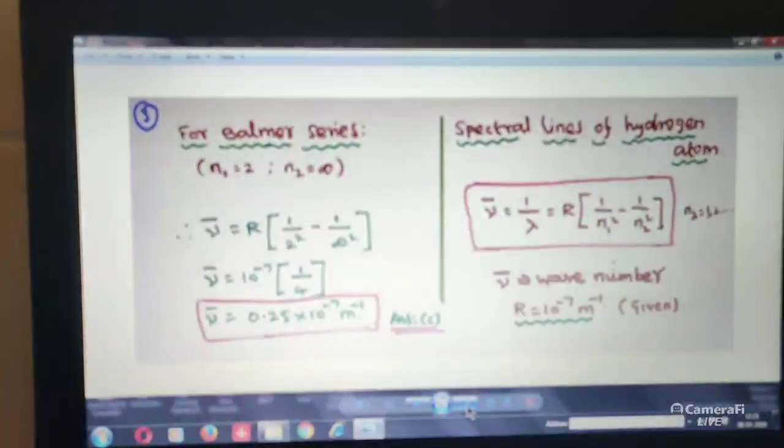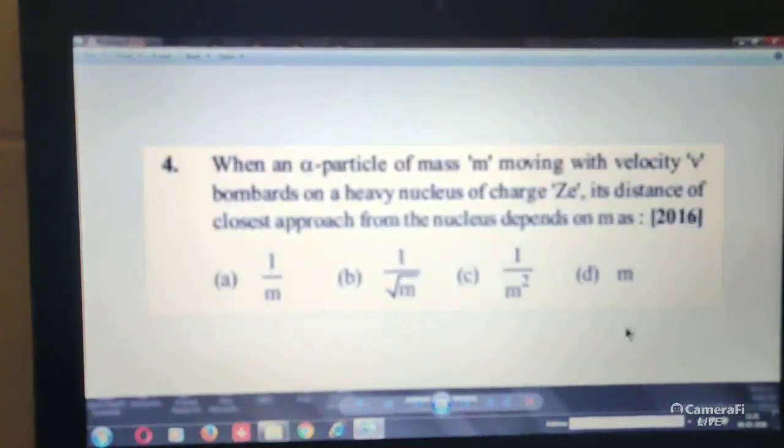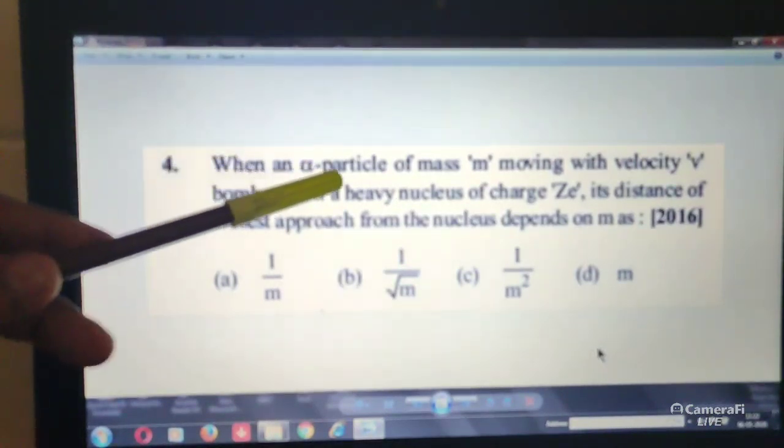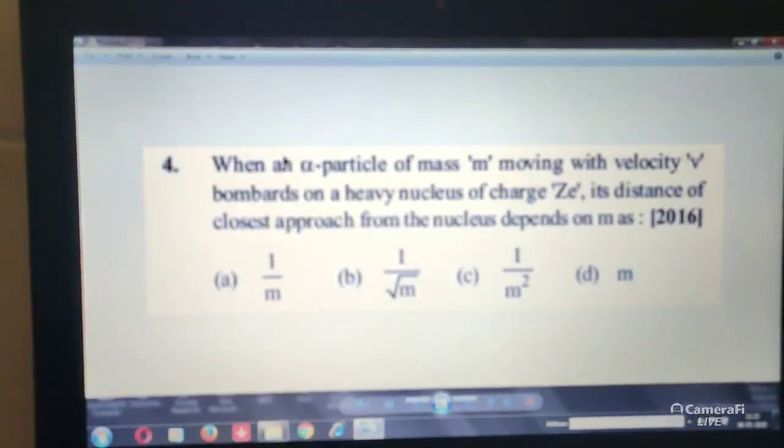The next one, question number 4. Please remember, in the third question, 1 by lambda is nothing but wave number. Now listen, question number 4. When an alpha particle of mass m moving with velocity v bombards a heavy nucleus of charge Ze, the distance of closest approach from the nucleus depends on mass.